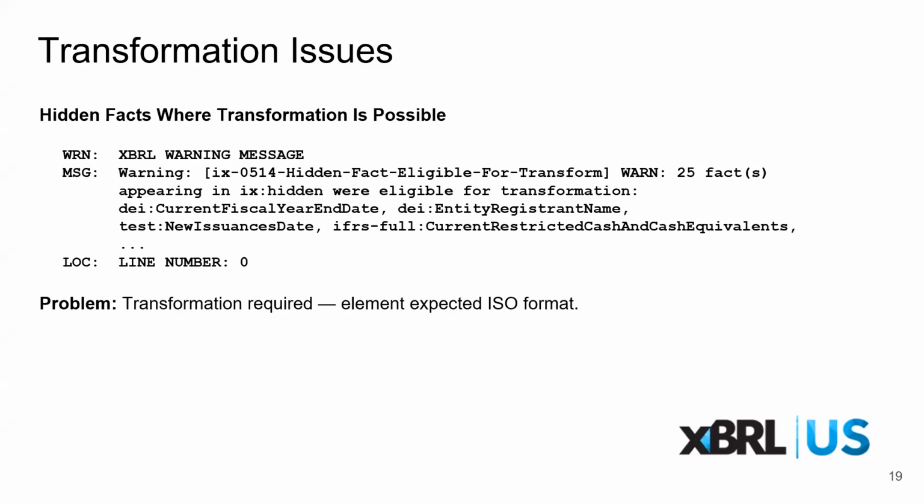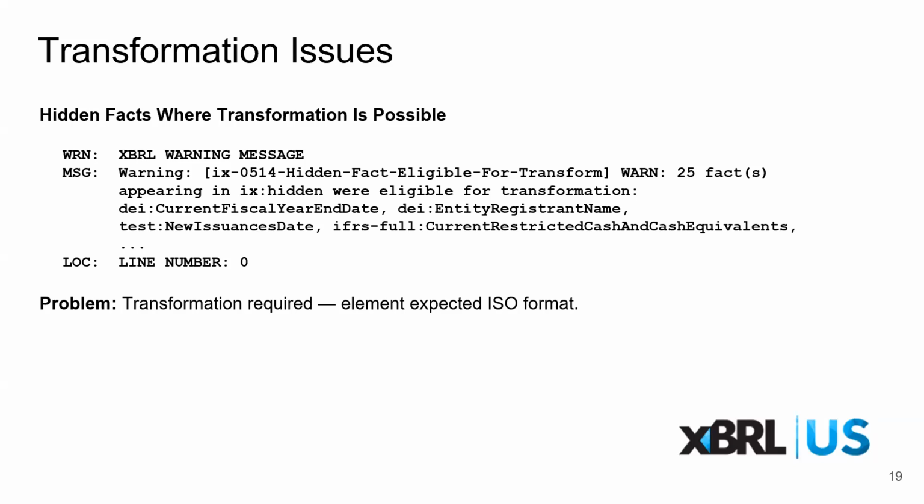So some things like the central index key element, that's not expected to be visible at all because there is no transformation for that. So when you tag that as hidden, it's never going to throw any kind of warnings. If you tag something like the entity registrant name as hidden though, well, every 8K you do, every 10Q you do is going to have a registrant name on the cover page. So that probably shouldn't be a hidden fact barring some special circumstances.